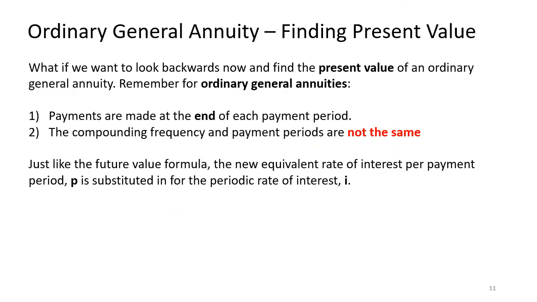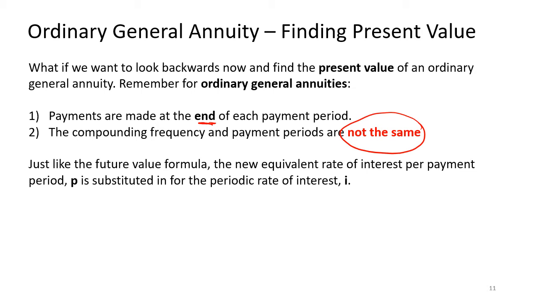So the next item I want to look at is we found future value. Now I want to show you present value. And the method is exactly the same. Okay, so a few, I'm going to call them housekeeping items. For ordinary general annuities, remember, it's an ordinary annuity, so payments are at the end of each period. But the key item here is the compounding frequency and the payment periods are not the same. That's what makes it an ordinary general annuity.